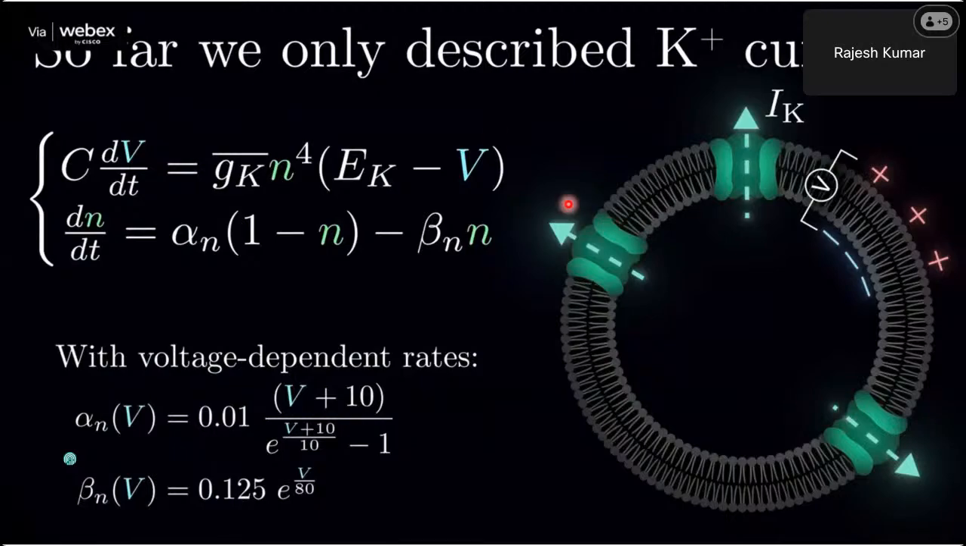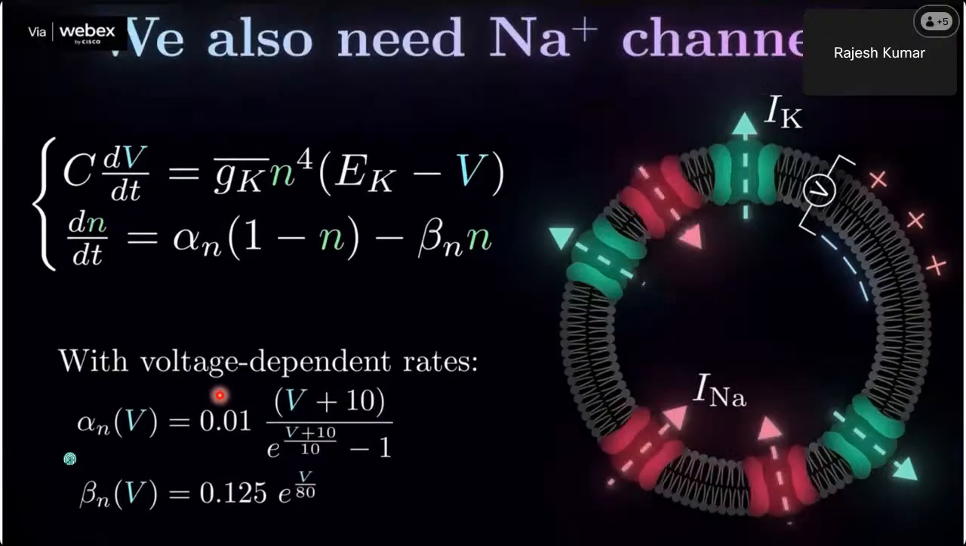So we have all these equations now on a single slide. This is the current equation, this is the probability equation, and then alpha and beta and their dependency on the voltage. This is the potassium channel. Similarly, we have a sodium channel also.